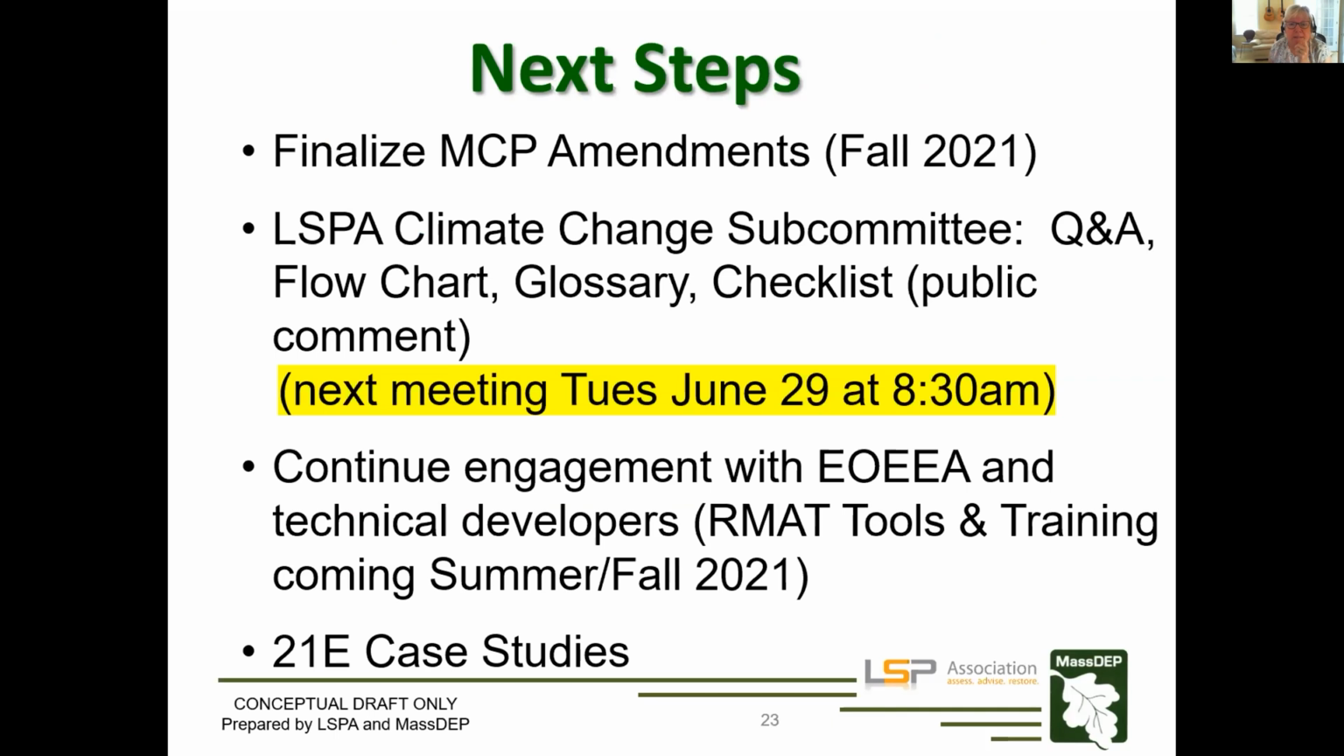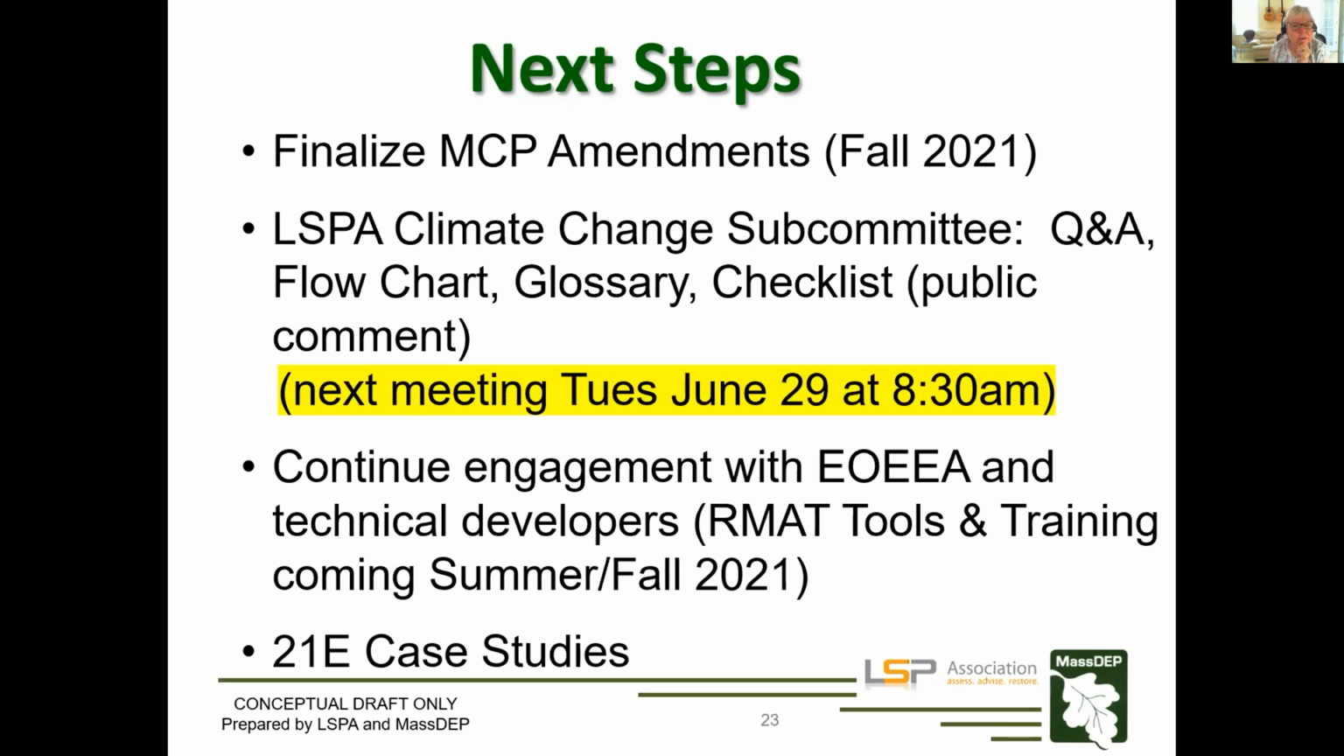So our next steps, anticipating that the MCP amendments will be finalized in the fall, our climate change subcommittee is looking to concurrently finalize the components of our guidance: the Q&A, the flowchart, the glossary, the checklist. We welcome any input that folks want to give us right now. Since it's a combined LSPA, MassDEP subcommittee, we're trying to engage stakeholders along the way.